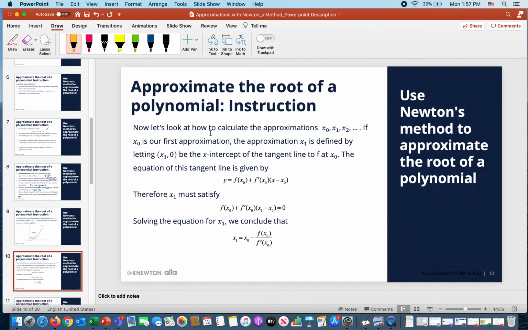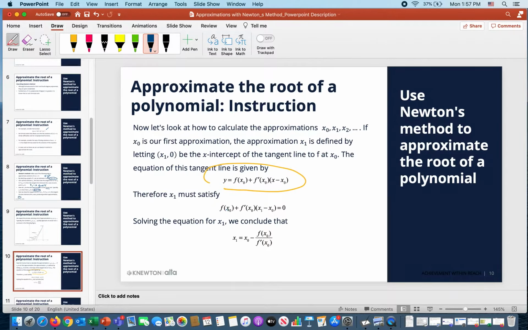All right, so let's talk about how we actually go about doing this. We mentioned we're using the tangent line approximation. This should be somewhat familiar to you, especially if you have finished the assignments from the last section. x sub 1 has to satisfy this equation. So what we have is y equals f of x sub 0 plus f prime of x sub 0 times x minus x sub 0. That's going to give me an x sub 1 value.